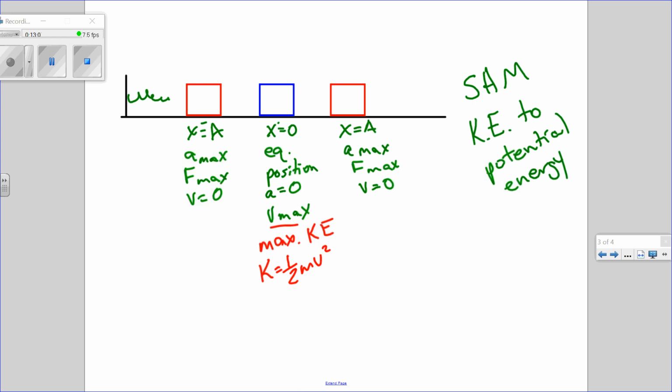mv squared. Now, when does it have maximum potential energy? If we look at that, anytime it's at its maximum amplitude, the velocity is 0. All of that kinetic energy has become potential energy. And so since it's a spring, it's maximum elastic potential energy, and we know that this equals 1/2 kx squared. And so we have a continual conversion between these two types of energy, and we're going to use that in these relationships.